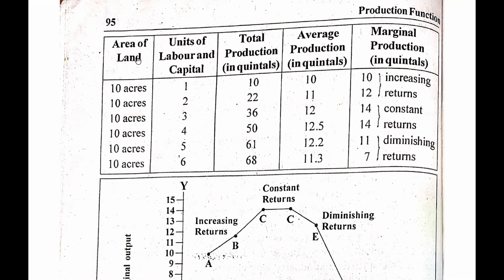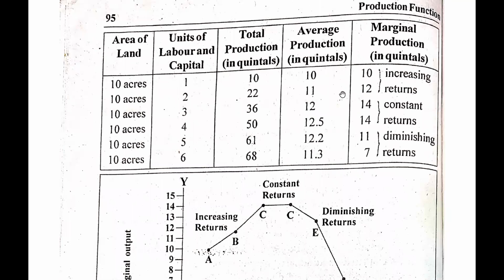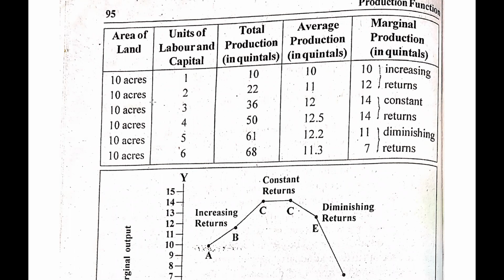So guys, here in this table, we are given the area of land that is constant, 10 acres. Now units of labor and capital. And we also know the price, or we can say the cost of labor and capital, that is 1000 for 1 unit. And the total production, average production and marginal production are given in quintals, it doesn't matter.